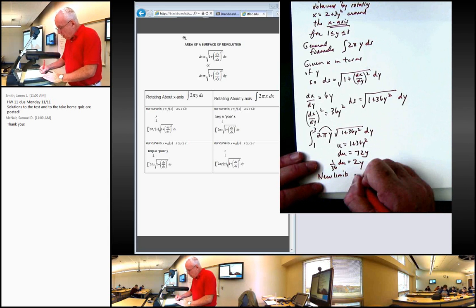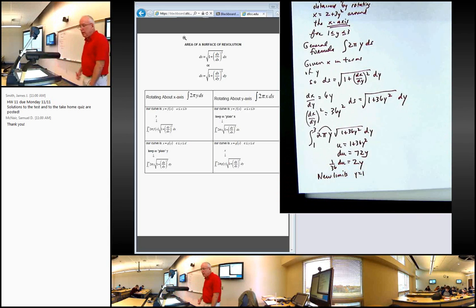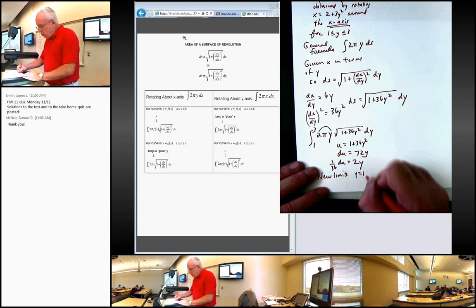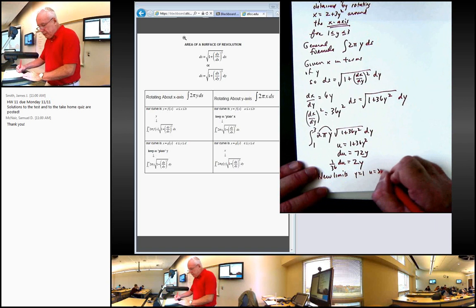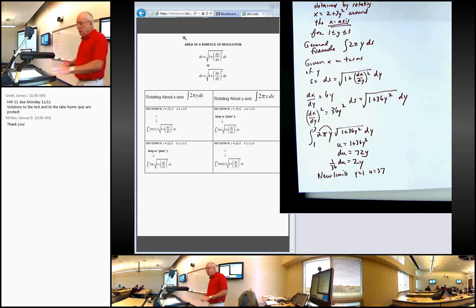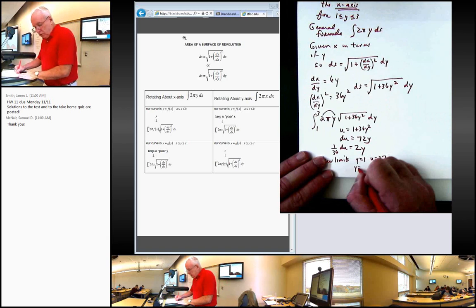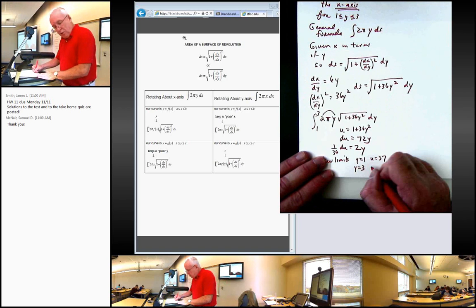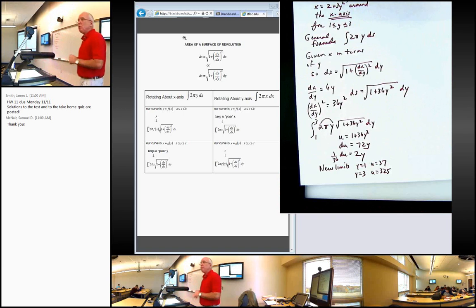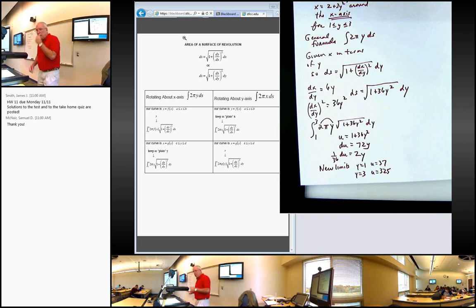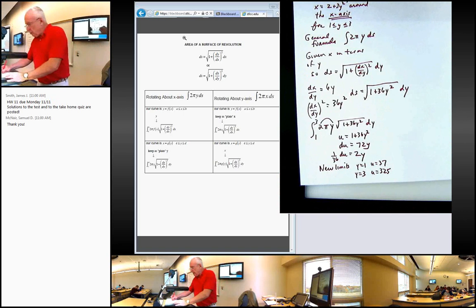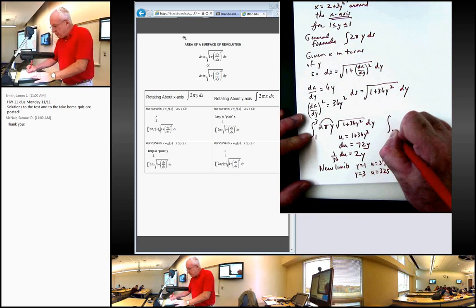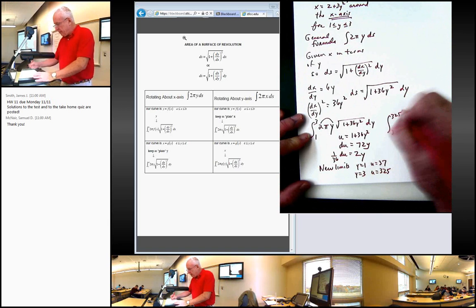let's see, when y is equal to 1, u is going to be equal to 1 plus 36, so it's going to be equal to 37. And when y is equal to 3, take my word for it that u is going to be equal to 325. All right. So therefore, we have our new limits from 37 to 325.